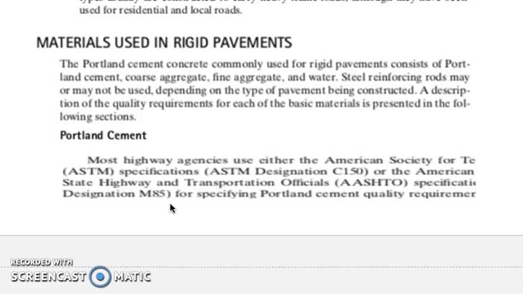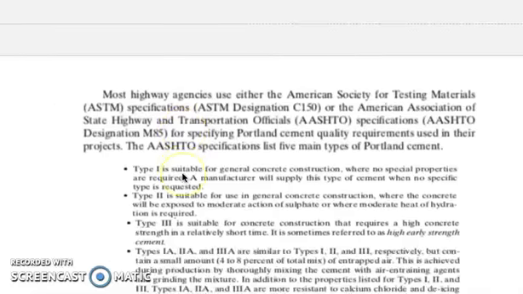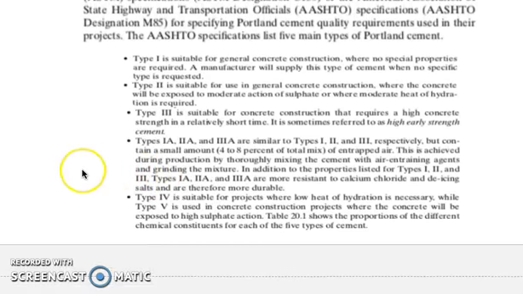So basically, one is the Portland cement. Most highway agencies use the American Society for Testing and Materials, ASTM, and the American Association of State Highway and Transportation Officials, AASHTO, designations for specifying Portland cement quality requirements. So based on the AASHTO, we have different types of Portland cement. We have the type 1, which is suited for general concrete construction. So there are no special properties required. So a manufacturer can supply this type of cement when no specific type is requested.